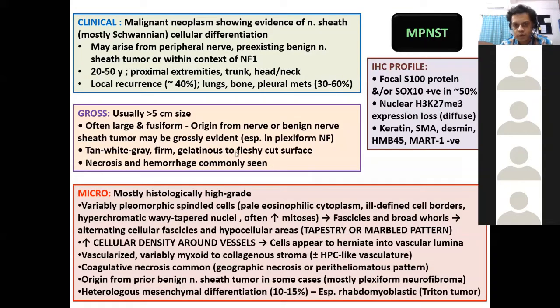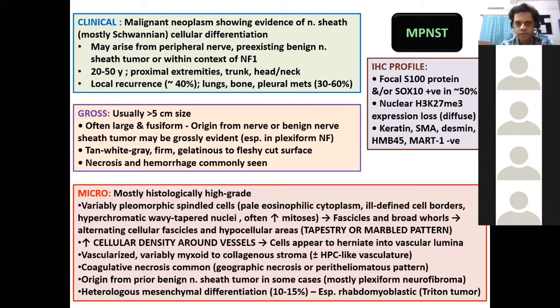Okay, so again, busy one. I'm not going to go into the details. Keep in mind that if it's a patient of neurofibromatosis 1, chances are that there will be a plexiform neurofibroma component which has undergone a transition to an MPNST. So that's one thing to be kept in mind. These are known to undergo local recurrence and very high chance of distant metastasis, especially to the lungs, bone, and to the pleura. That's an important thing.